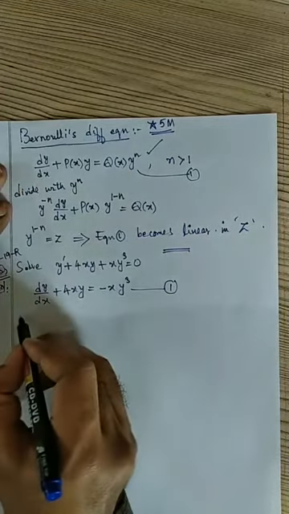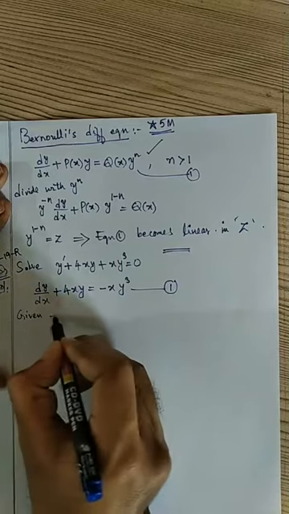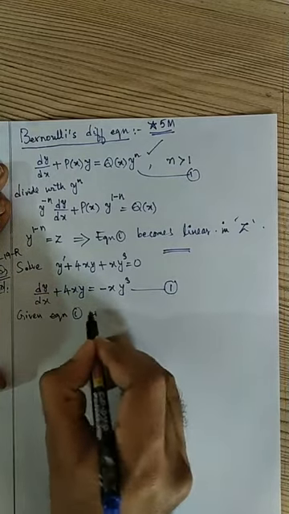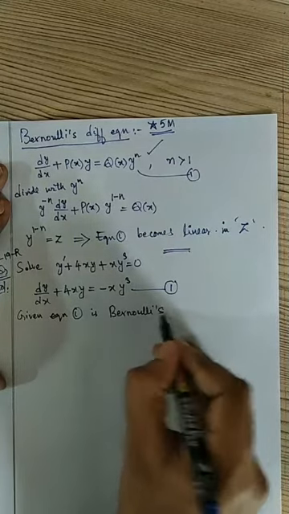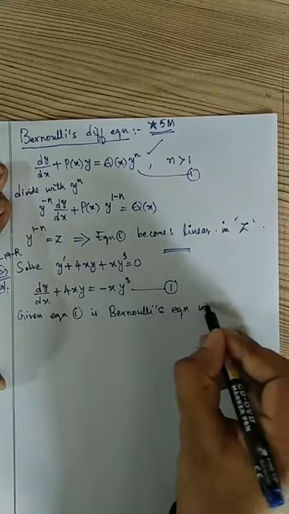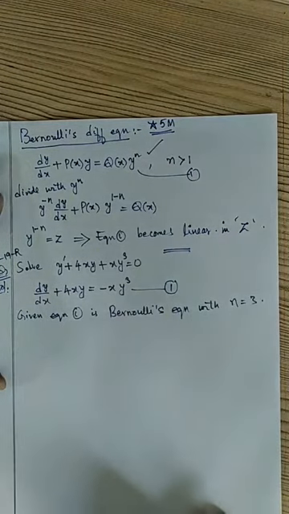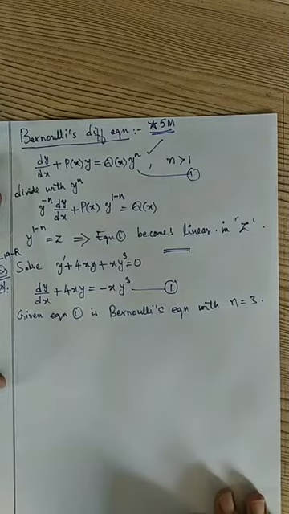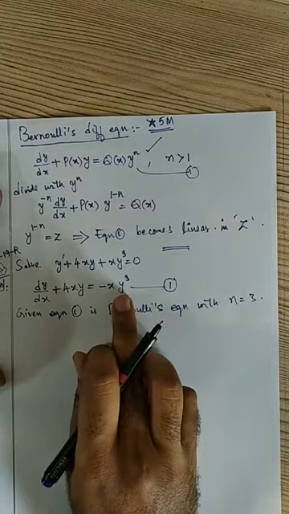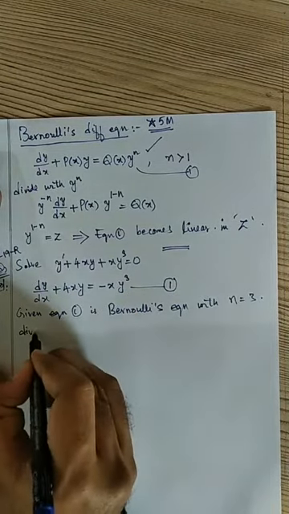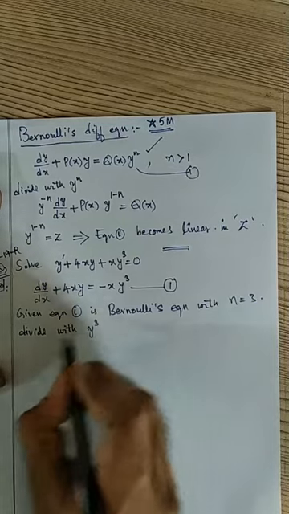So what we can write clearly, the given equation 1 is a Bernoulli's equation, with what is n here? n equals to 3, right? 3 is greater than 1, so it's a Bernoulli's equation, right? What we have to do, we have to divide this equation with y power 3. Then what will happen here?